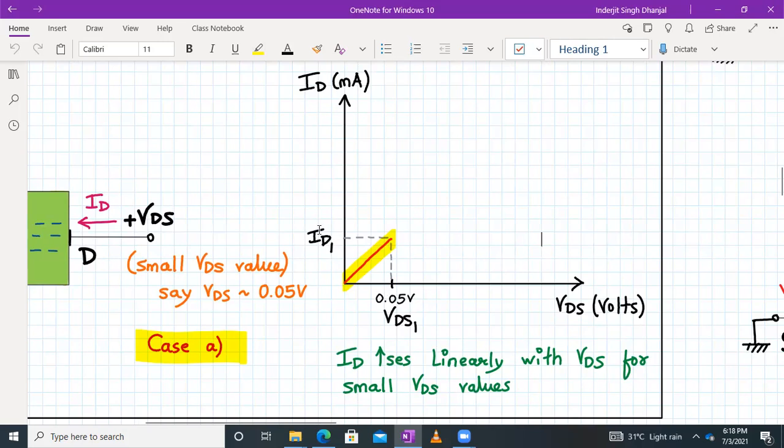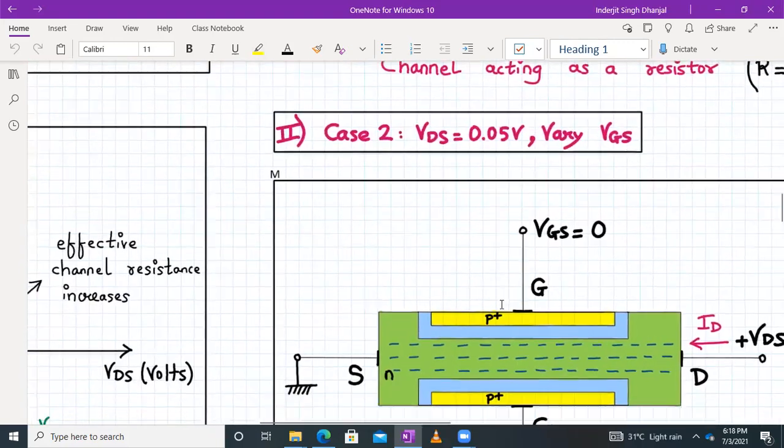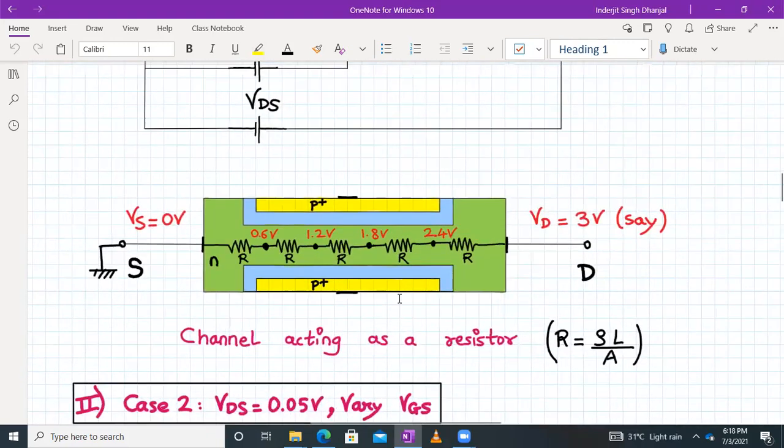So over here, the amount of current which is flowing is ID1, and correspondingly the value of VDS is VDS1, which is 0.05. So why does the current flow exactly linearly over here? We'll see that shortly. So essentially what happens is, for very small voltages, the channel acts as a resistor.